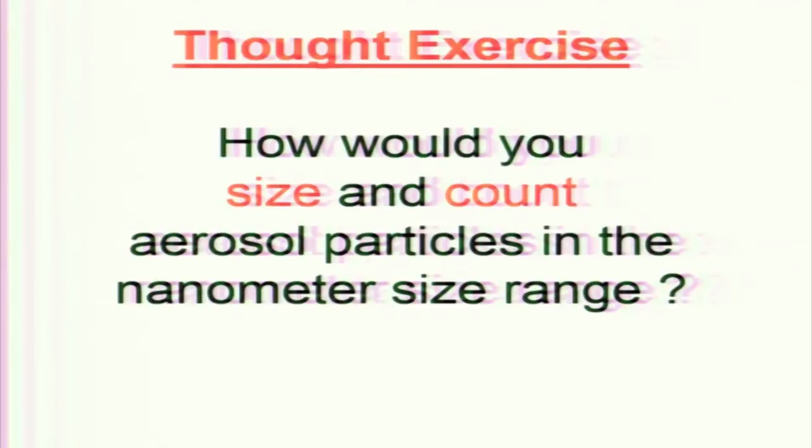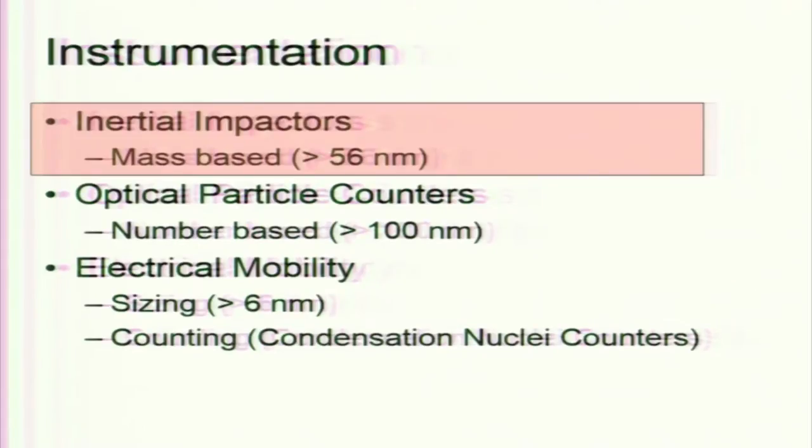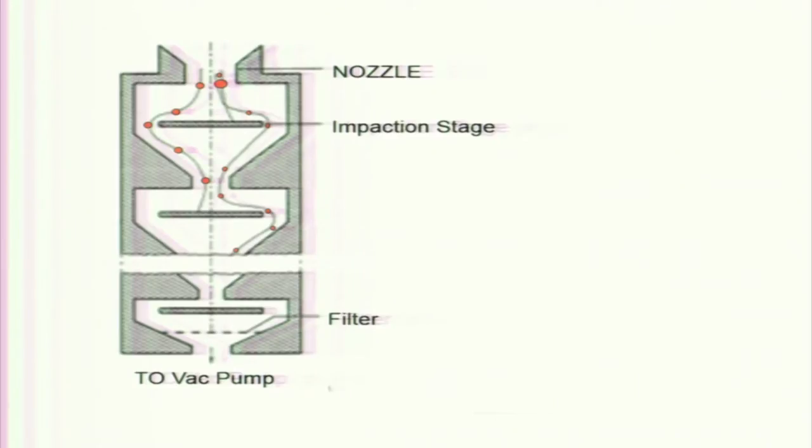That's a class exercise now, okay? The exercise we do is how would you size and count aerosol particles in the nanometer size range? So we'll just quickly go over it. There are different ways in which you do it. There are inertial impactors, where you use the inertia of an elephant which is suspended in an ocean of ants.